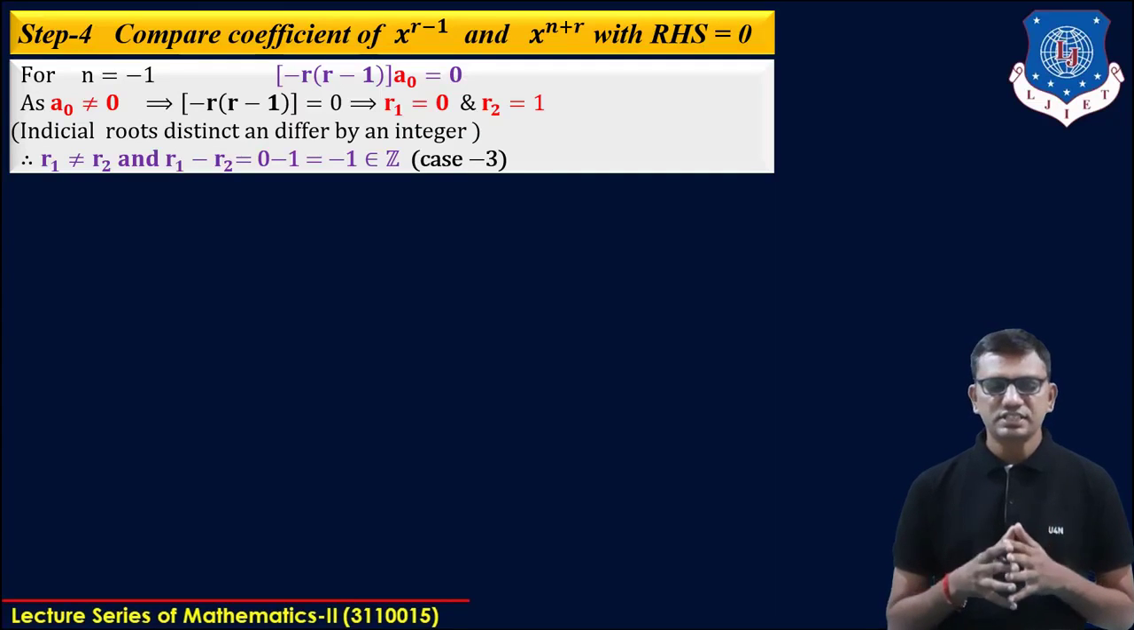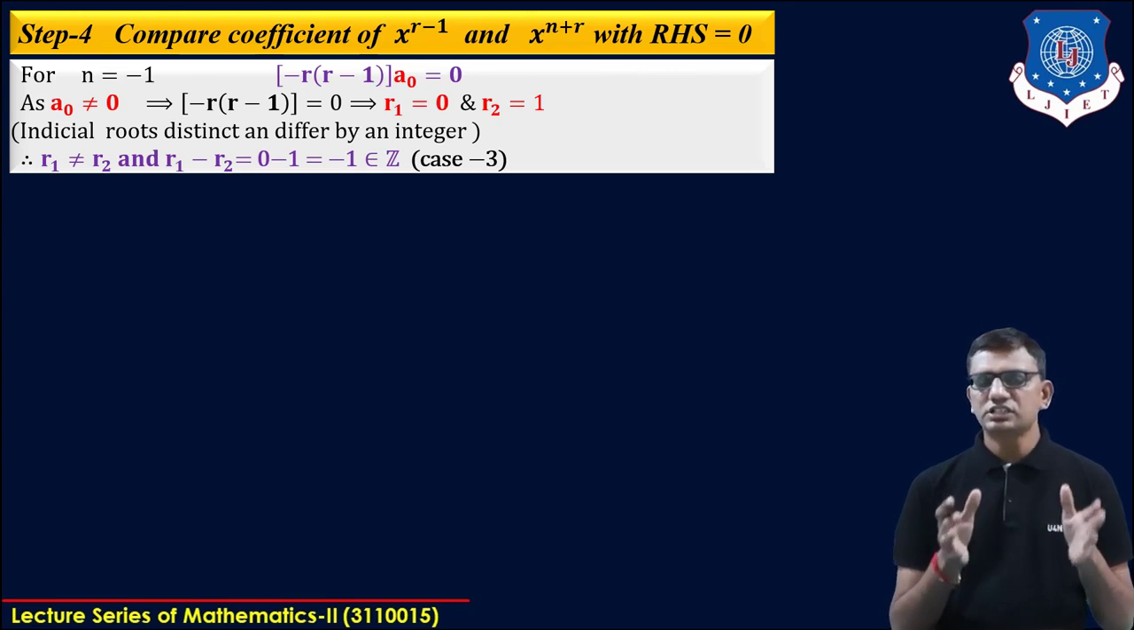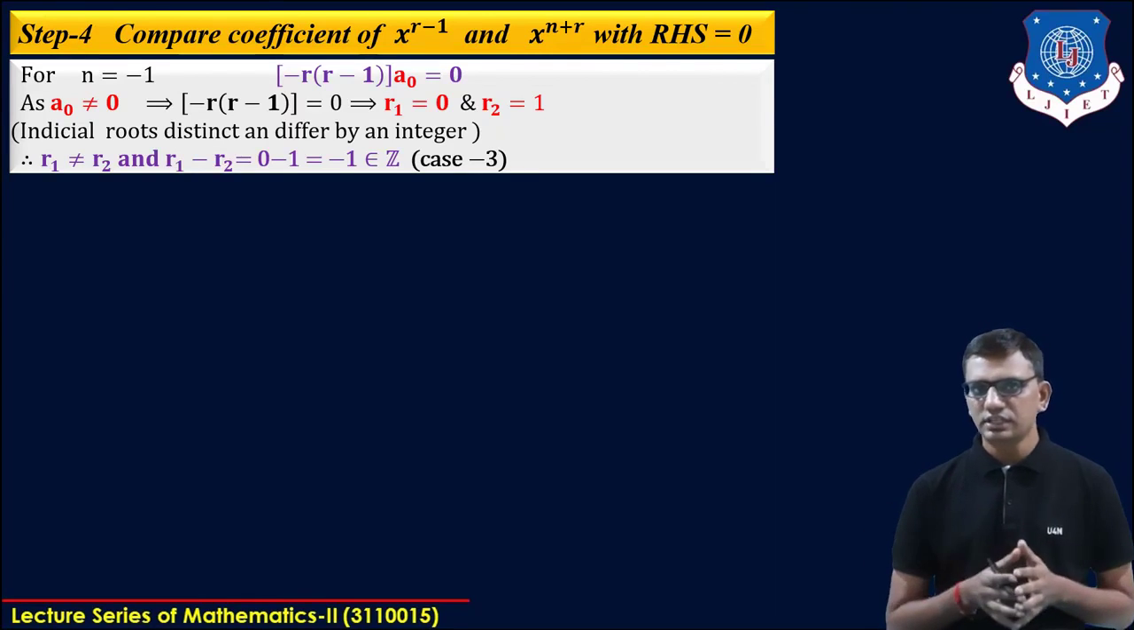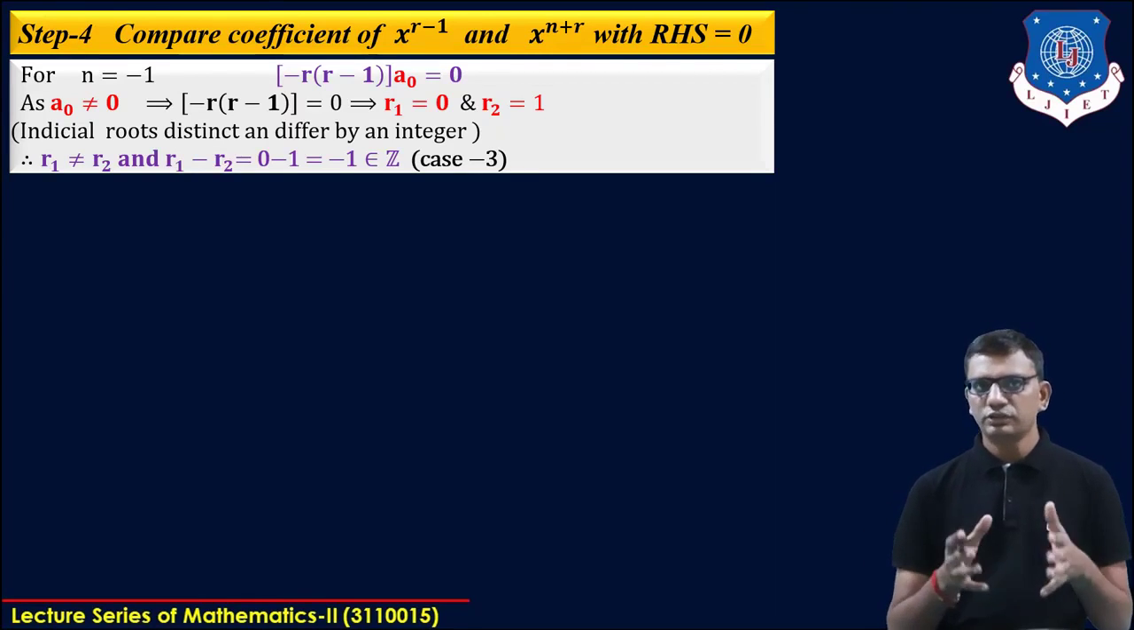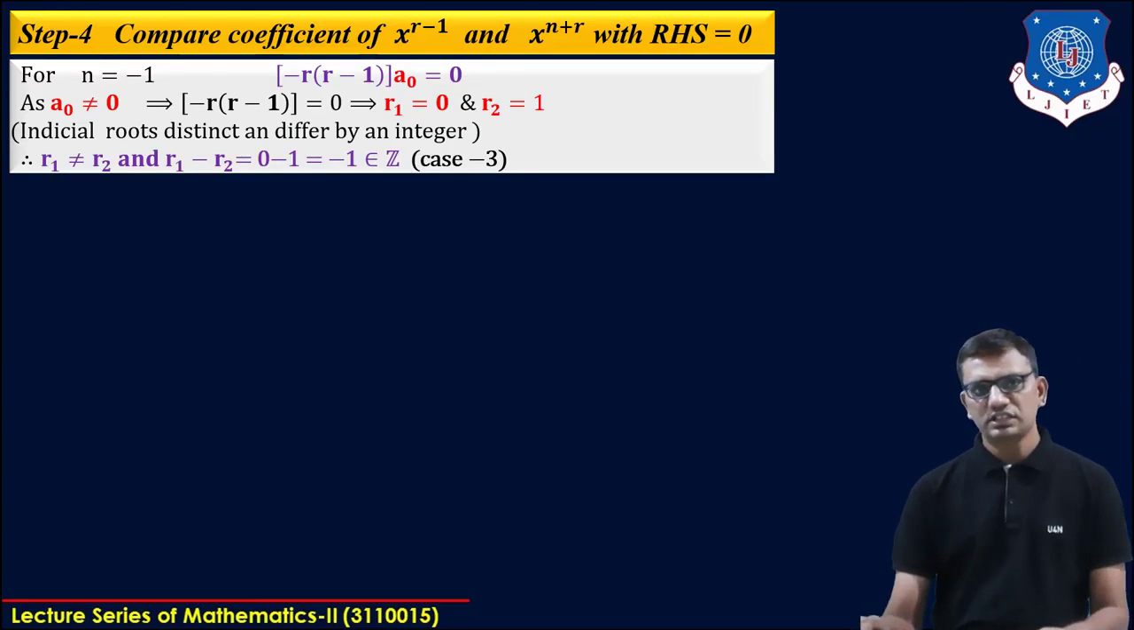Here we can see that r1 minus r2 is minus 1. That means the initial roots differ by an integer. Also they are distinct. So it is case number 3 of the Frobenius series method as we discussed.